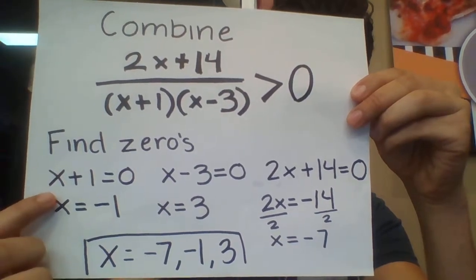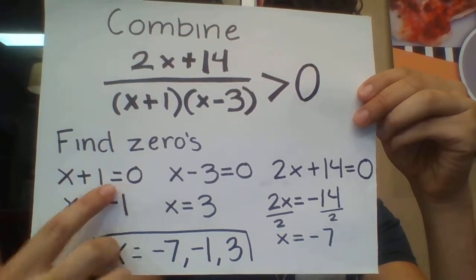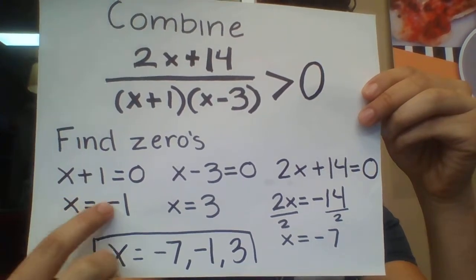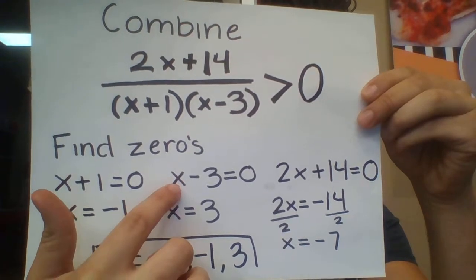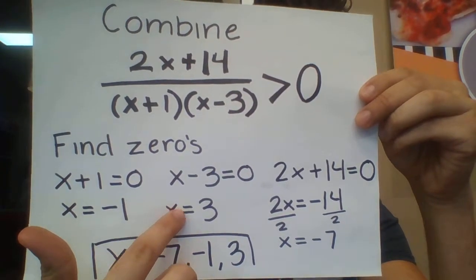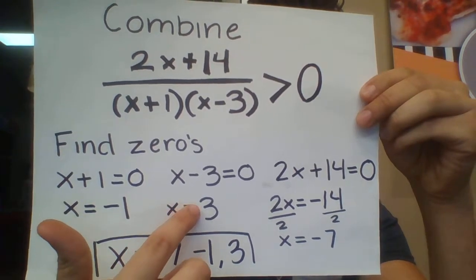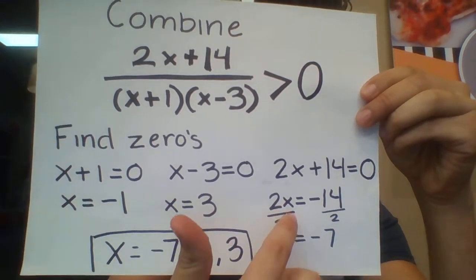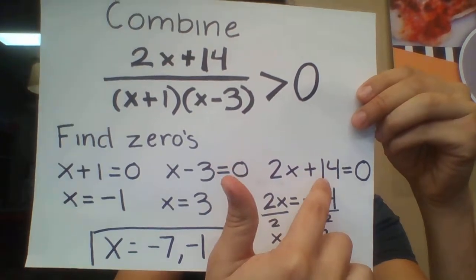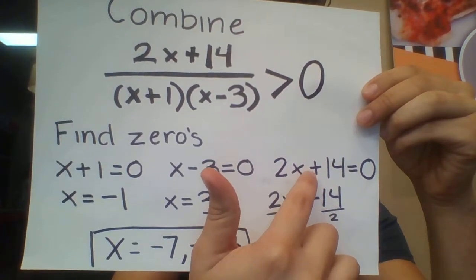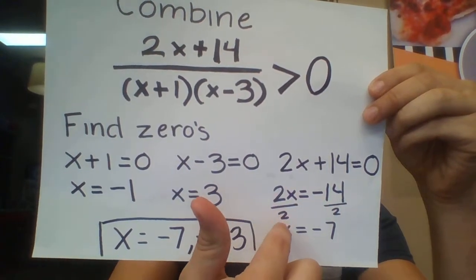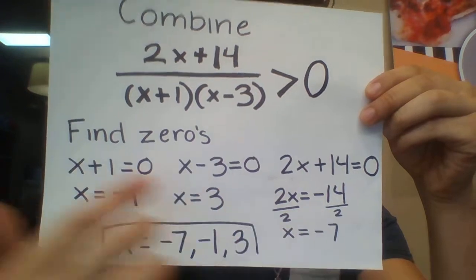And it would be x plus 1 equals 0. So we're going to subtract the 1 and make it x equals negative 1. And then we're going to have x minus 3 equals 0. And we're going to add a 3. So it's going to make it x equals 3. And the last one is 2x plus 14. So we're going to subtract the 14 and then divide by 2. Make it x equals negative 7.